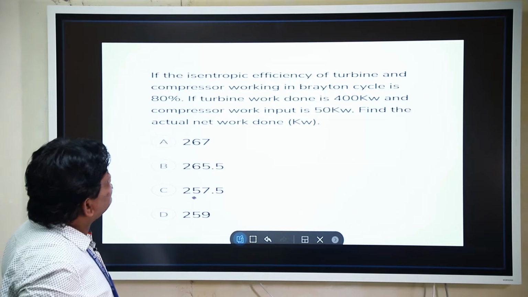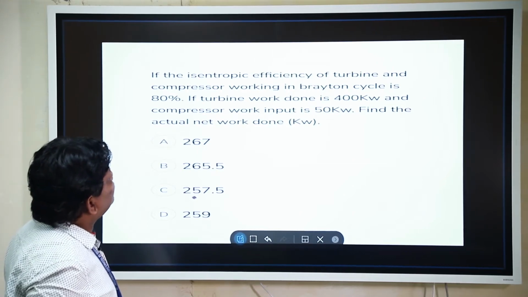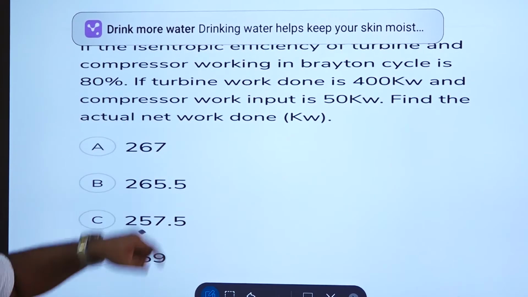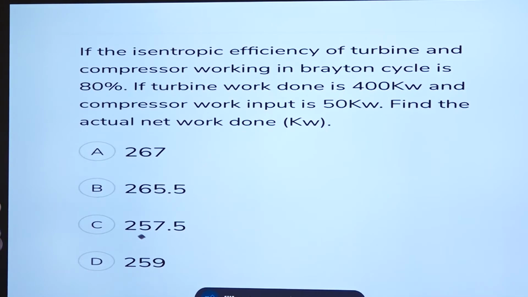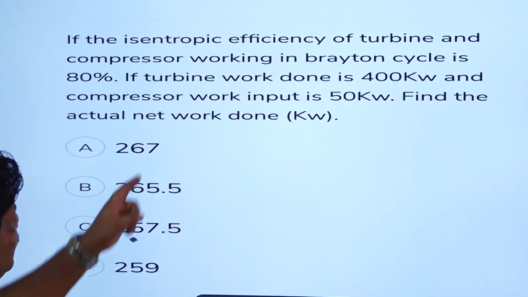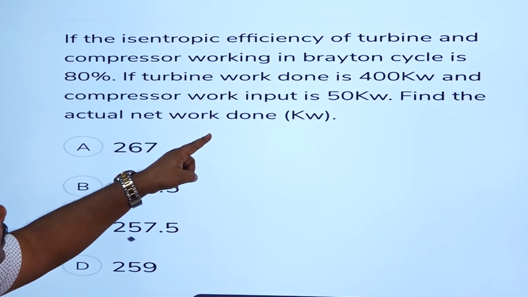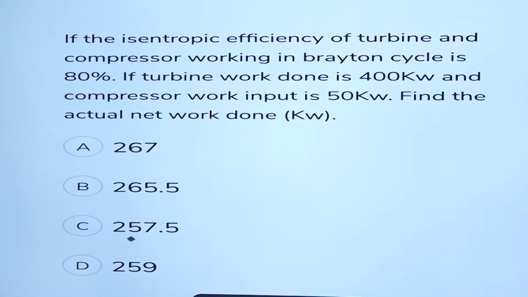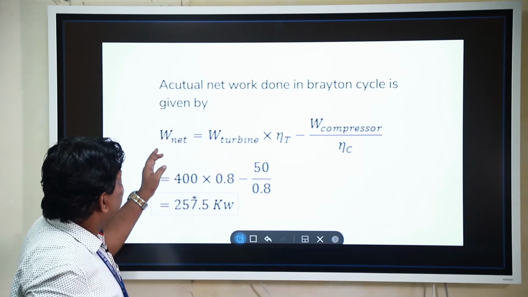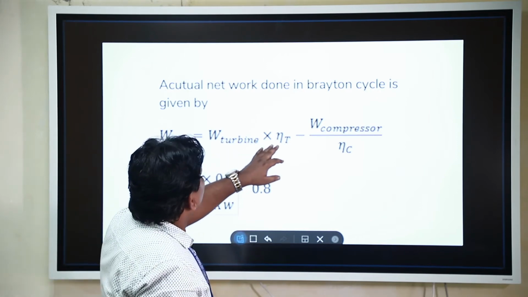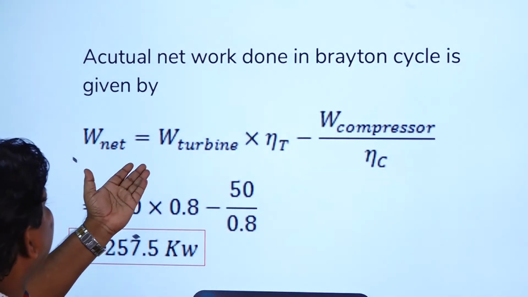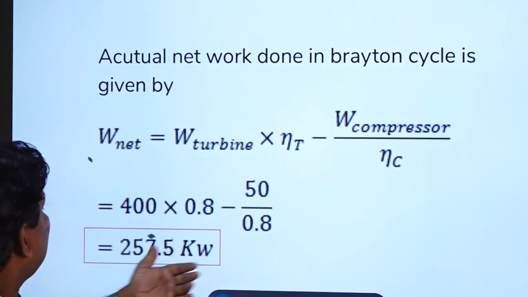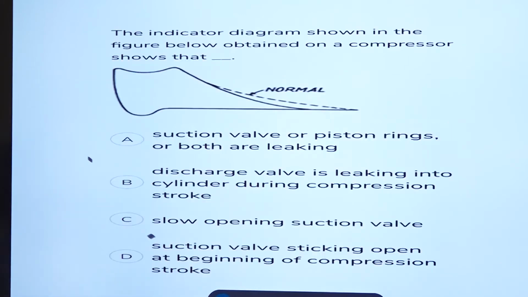The next one: the isentropic efficiency of the turbine and compressor is given to you in a Brayton cycle, 80%, and the turbine work done and compressor work input are given. Find the actual net work done. We know the formula for net work done: W turbine minus W compressor. But we have the efficiencies of compressor and turbine, so you directly substitute in this formula and you will get the value of the net work done.